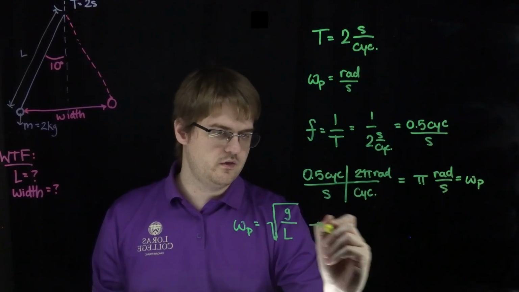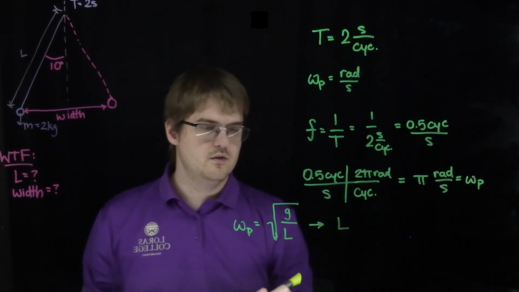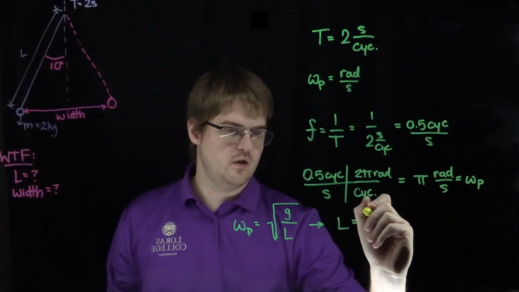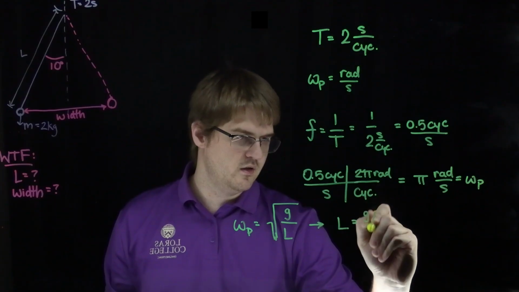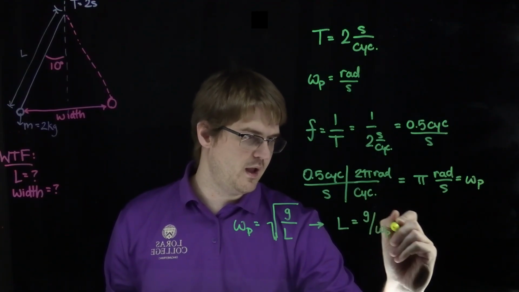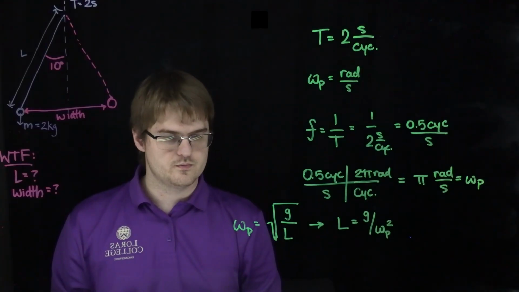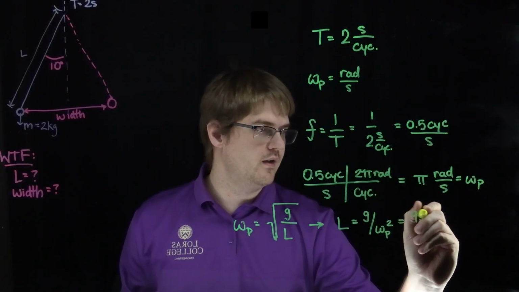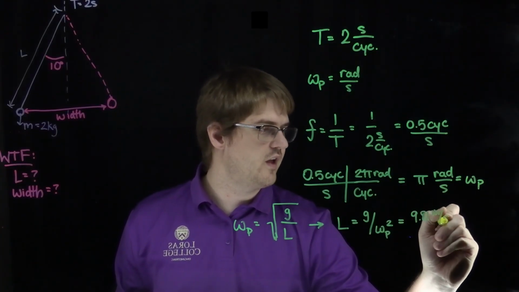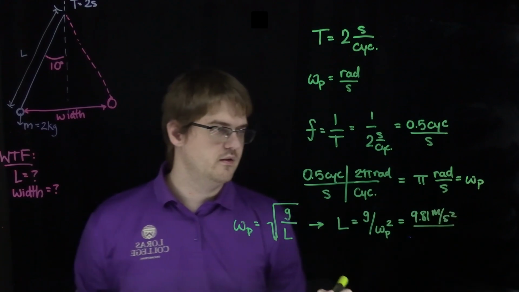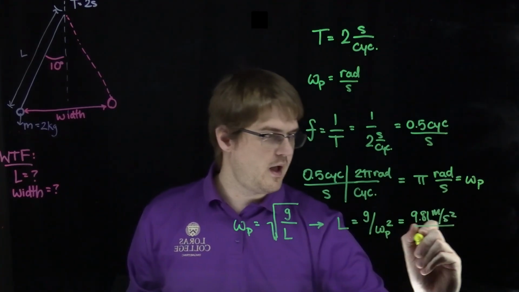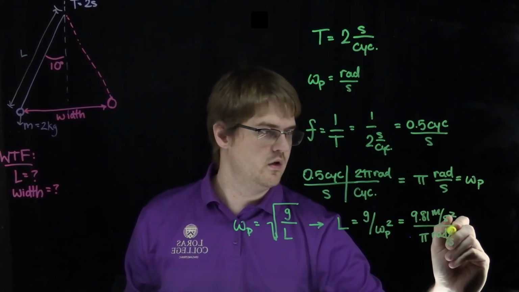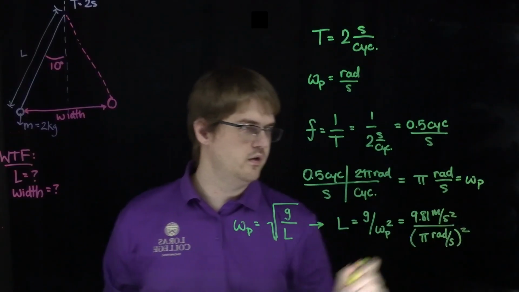So in this case, we want to know our length. Our length is going to be equal to our gravity divided by our omega for the pendulum squared. So that is going to be equal to 9.81 meters per second squared divided by pi radians per second, that whole thing squared.